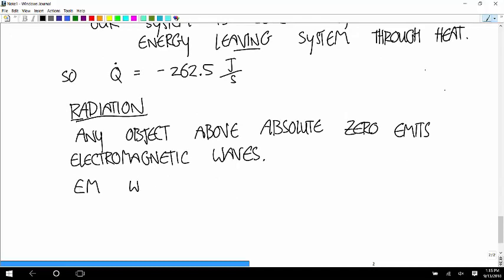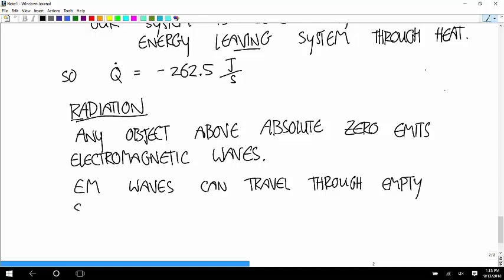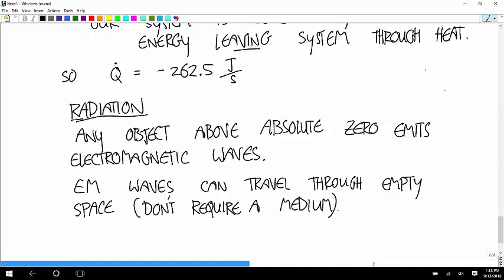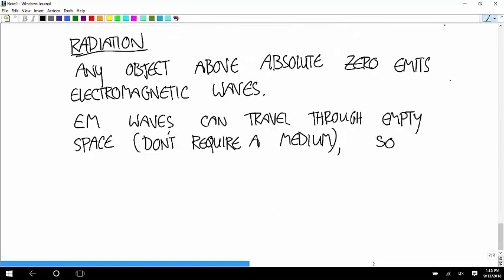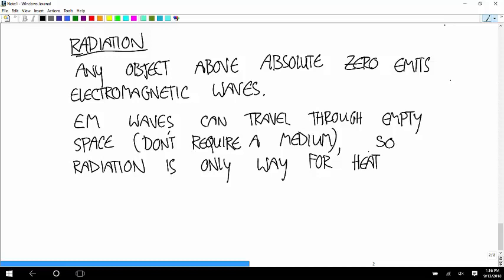Electromagnetic waves can travel through empty space. They can travel through a vacuum. They don't require a medium to travel through. And so radiation is the only mode of heat transfer that doesn't require a medium. Well, I haven't talked about convection yet, but you'll have to trust me. But radiation is the only way for heat to transfer through a vacuum.